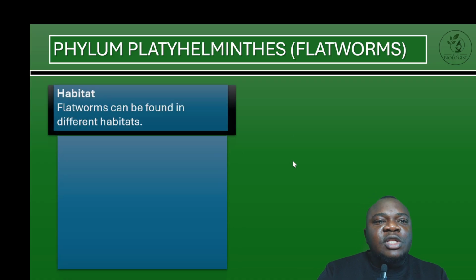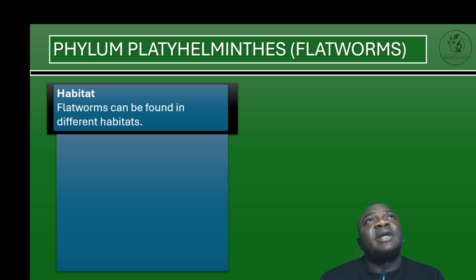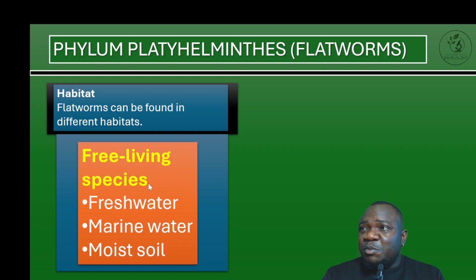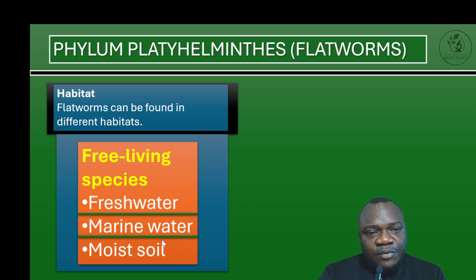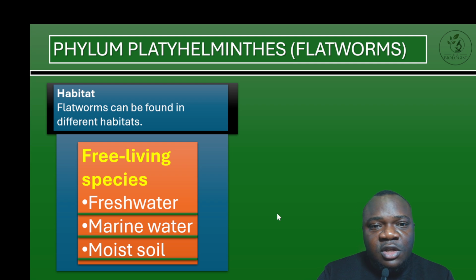Now let's talk about the habitat. Flatworms can be found in different habitats. Like I always mention, you can use different ranges of habitat to classify organisms. For the free living species, they can be found in fresh water, in marine water, and in moist soil. Most of the time when the soil is moist, you have a lot of water in the soil, and you can find some worms. Worms love soil. So free living species can be found in these habitats.